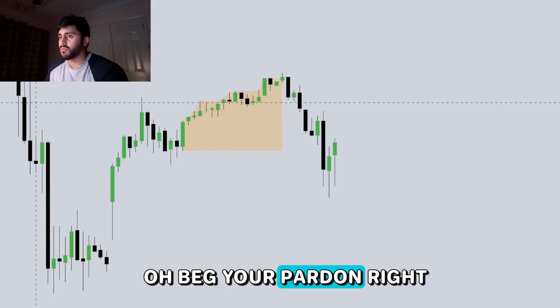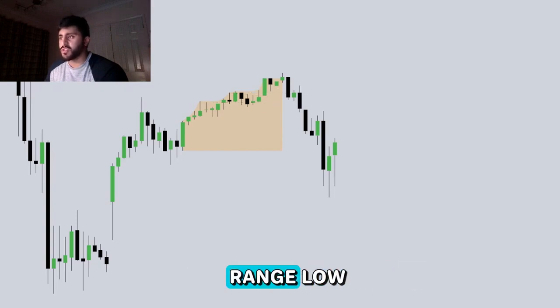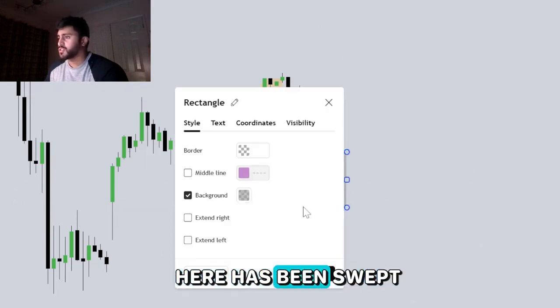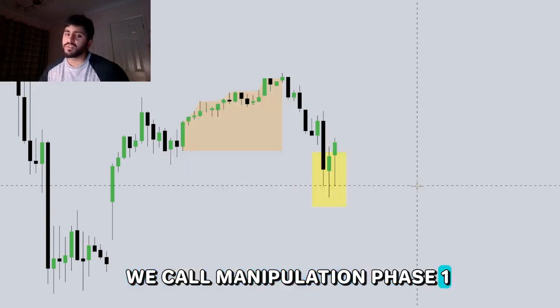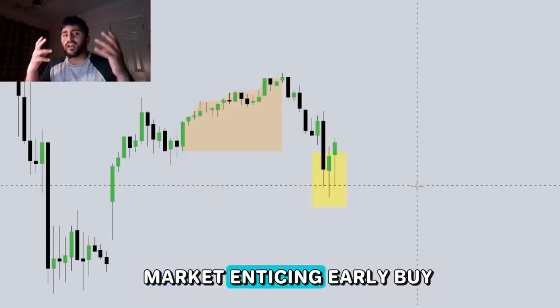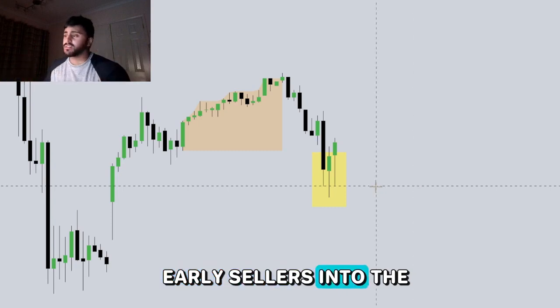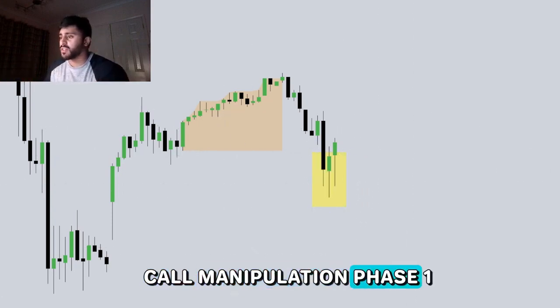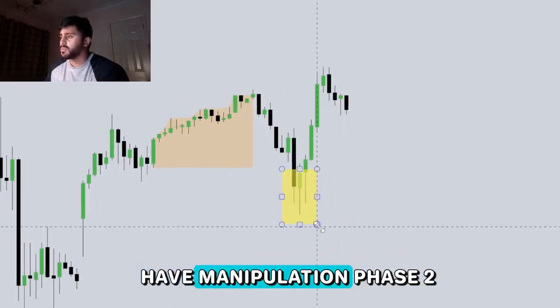We've taken out a sweep of the Asian range low. The Asian range low here has been swept. So this is what we call manipulation phase one. This is the market enticing early sellers into the market, right? This is what we call manipulation phase one. Now from here, we have manipulation phase two.